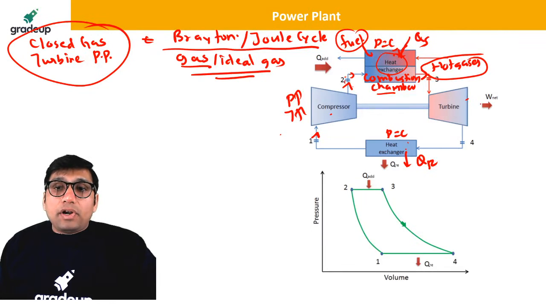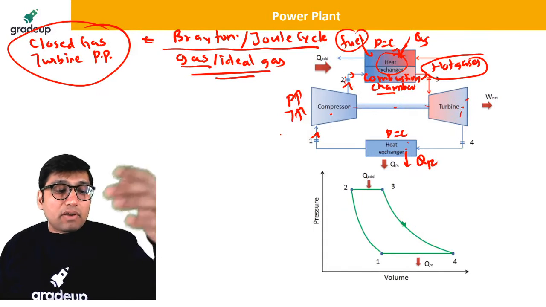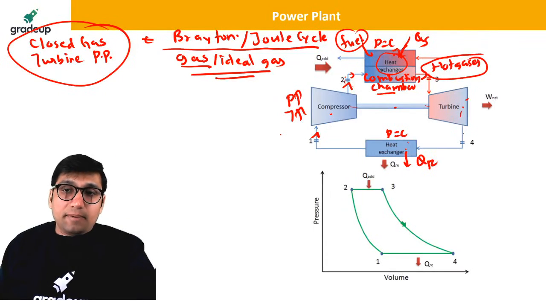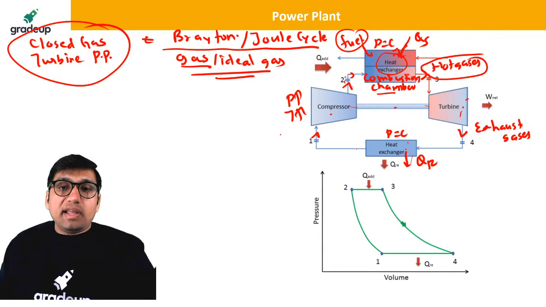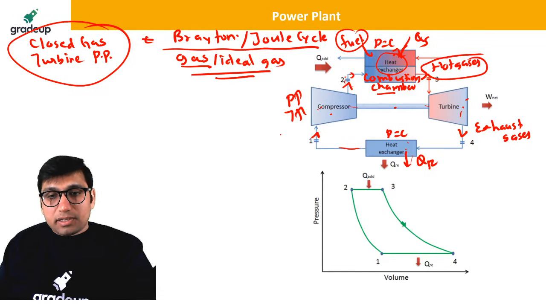The turbine will produce work. Some of the work will be used for driving the compressor, and the rest of the work will be used for producing electricity. The exhaust gases released from the turbine will be sent to a heat exchanger, where heat rejection will take place, and after cooling the gases will again be sent to the compressor.